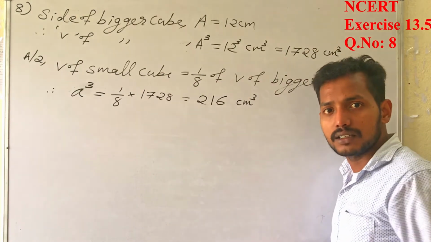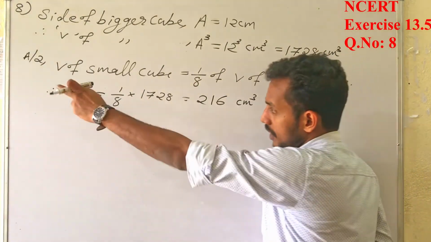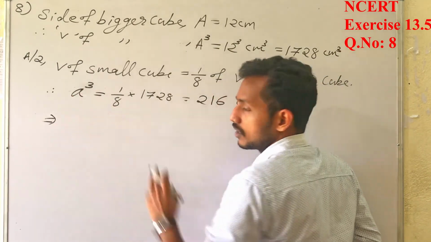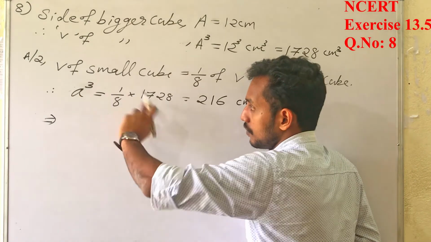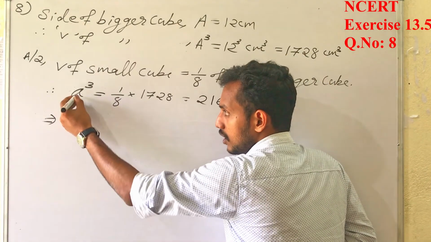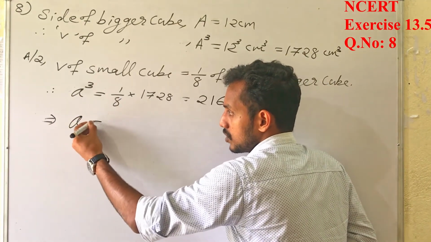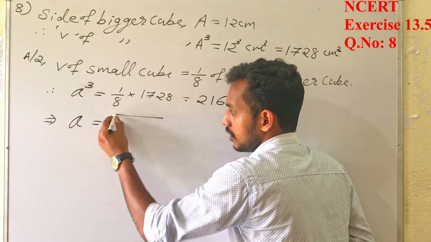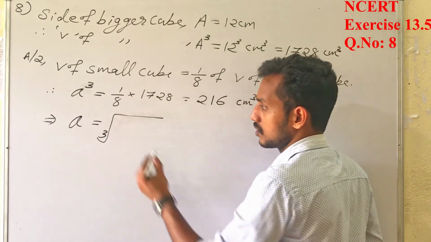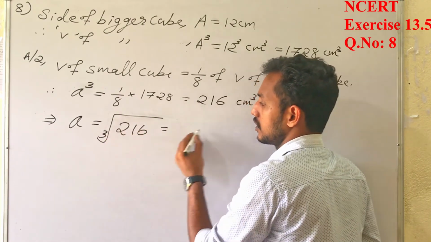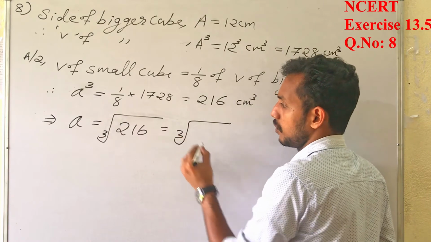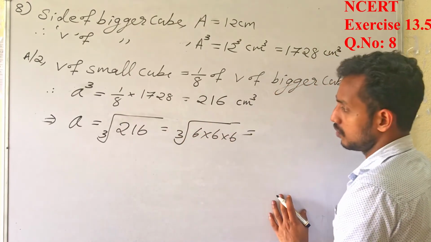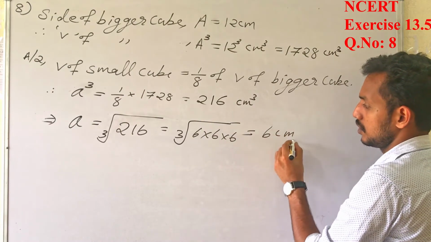Now we can easily find the side of the cube. Here a cube is equal to 216. So we can easily find the side of the smaller cube. Take the cube root of 216. So we will get a, factorize it. What we will get? a is 6 into 6 into 6, which is equal to 6 centimeter.